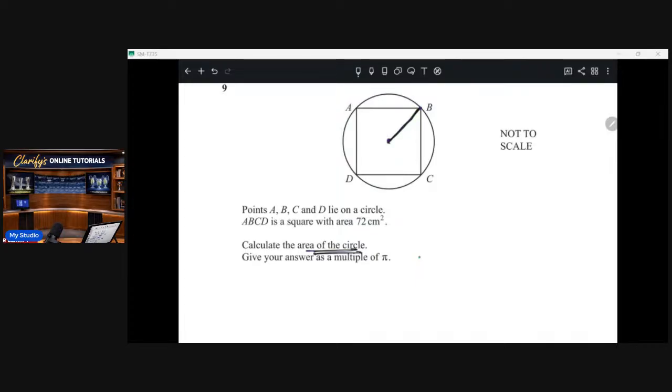Now, they're saying the area of ABCD is 72 square centimeters. This would be like R. I just say R.